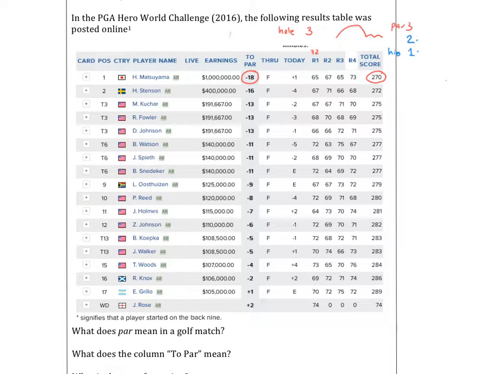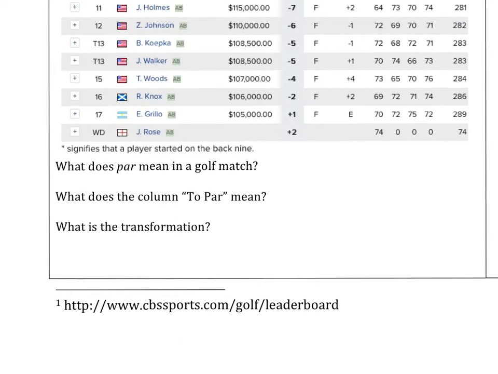Okay, so that's the idea of shifting data, why we want to shift the data, and what things are going to change. So first off, let's answer some questions down here.